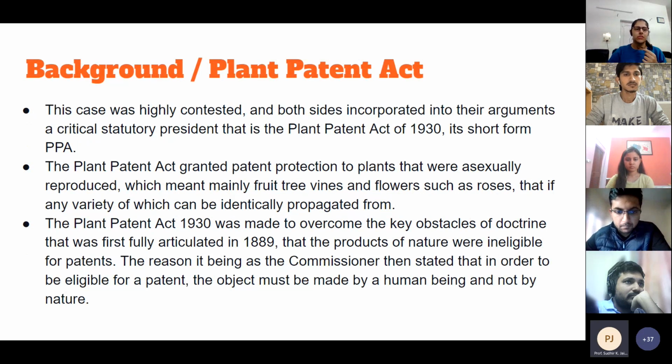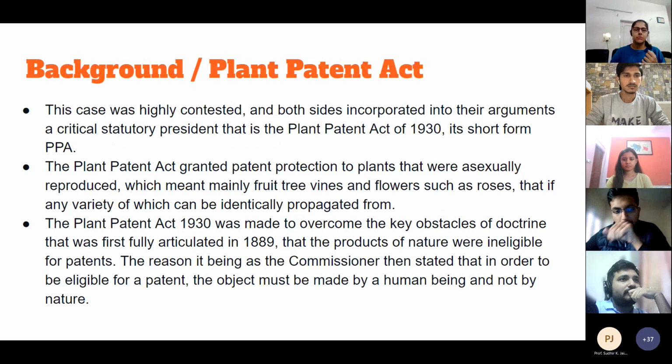A little about the background of the case. This case was highly contested, and both sides incorporated into their arguments a critical statutory precedent, that is the Plant Patent Act of 1930, PPA. The PPA granted patent protection to plants that were asexually reproduced, which meant mainly fruit trees, vines and flowers such as roses, any variety of which can be identically propagated.